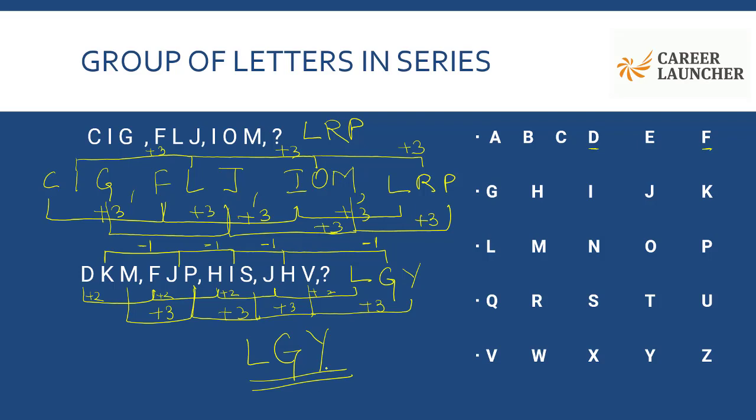So we have seen here 2 examples. In one of the examples, each alphabet was having the same forward movement, like +3, +3 and +3. In the second example, the first alphabet of each term was following one particular movement, that is the forward movement of 2 places. The middle alphabet was following one place backward movement. The third alphabet was following 3 places forward movement. So this is how we solve the group of letters in series questions.